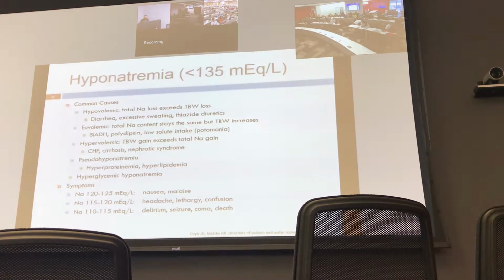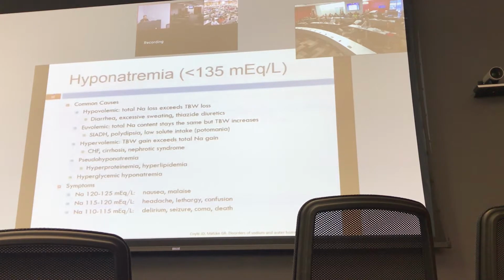Euvolemic hyponatremia is more related to SIADH, so I briefly described what that was in your lectures. It is something to know about. It can be a pretty significant and severe disease state. It's related to excessive, inappropriate release of ADH, which is antidiuretic hormone, also called vasopressin. Any of those names may be used. It's released from the pituitary.